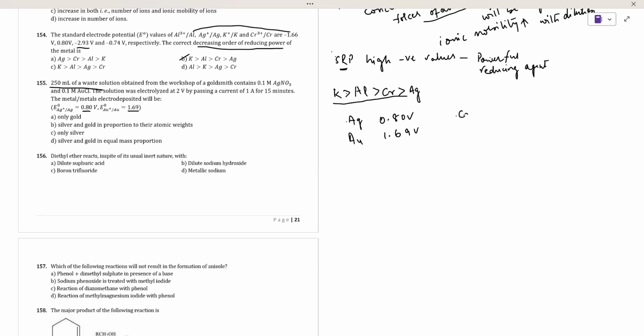So, cathode means there should be reduction taking place. For reduction to happen, it should be a good oxidizing agent. So, a good oxidizing agent is the one which is having high positive SRP. Who is having high positive SRP among silver and Au? So, Au is having high SRP, which means that at cathode, only gold can electrodeposit, right? So silver cannot undergo electrodeposition because silver's SRP value is less, and hence it has to act as anode. So at anode, what reaction is expected? Oxidation. So oxidation means it just gives up electrons and cannot undergo electrodeposition, and hence only gold will be electrodeposited. So hence option A is correct for question number 155.